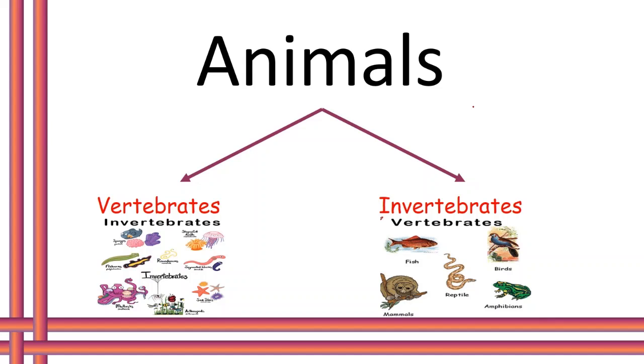So according to the previous explanation, the animals will be divided into two major groups: vertebrates and invertebrates. Our lesson today is about vertebrates, okay? But we will learn what is the difference between vertebrates and invertebrates also.